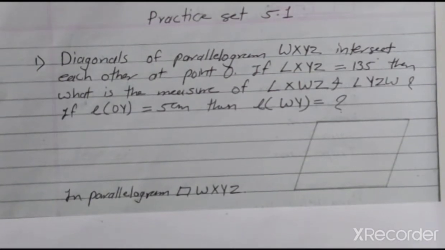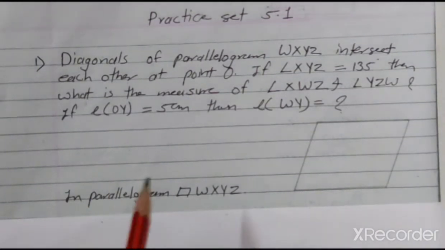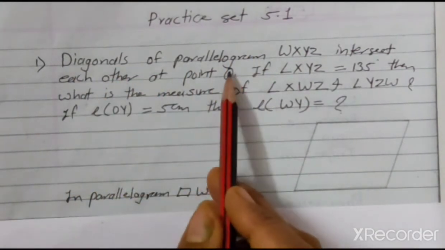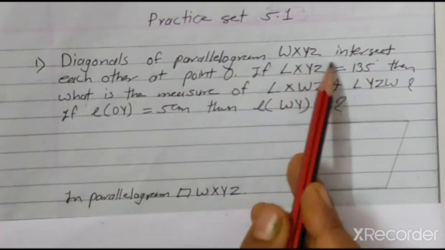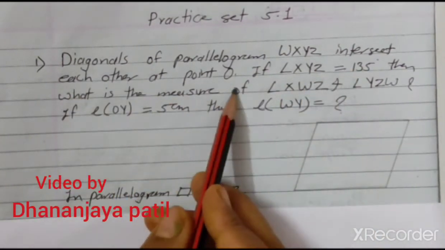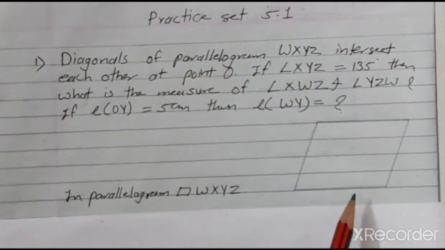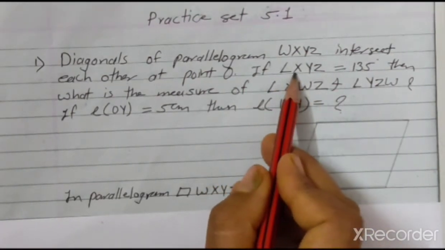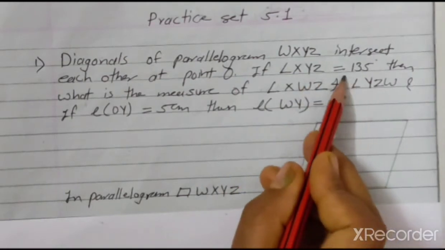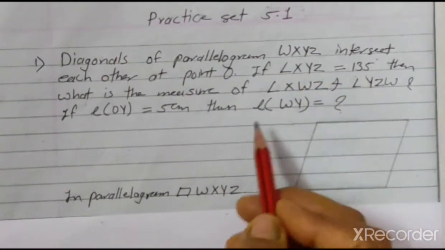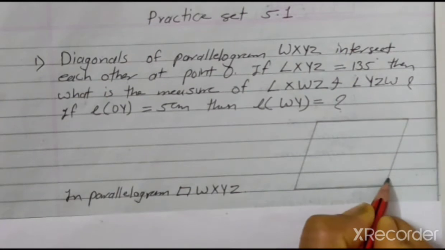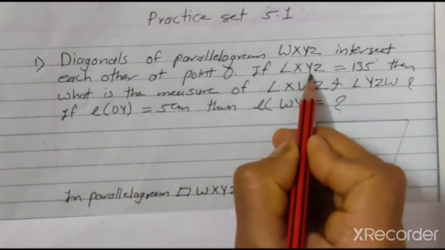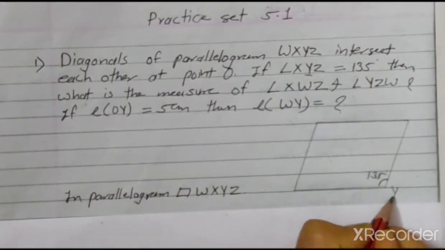From properties of parallelogram, let us solve practice set 5.1. This is our question number 1. Diagonals of parallelogram WXYZ intersect each other at point O. Here we require one parallelogram. If measure of angle XYZ is equal to 135, this 135 is greater than 90. So here I am taking this 135 degree whose name is angle Y.